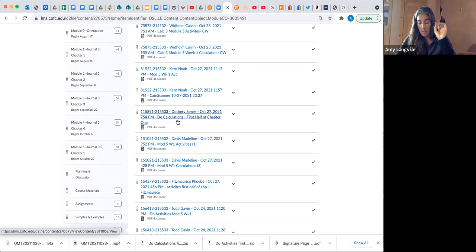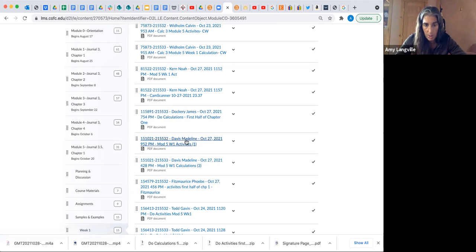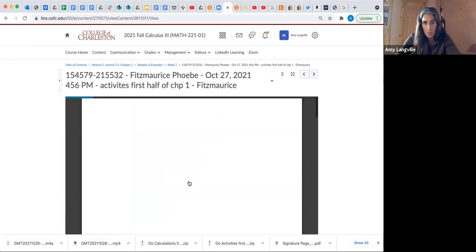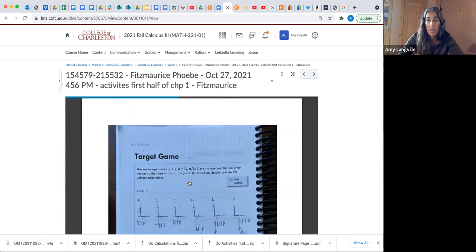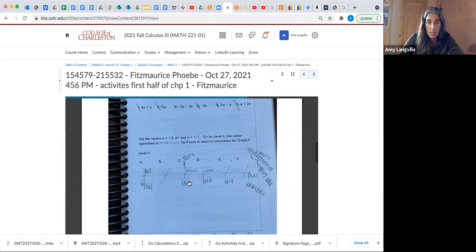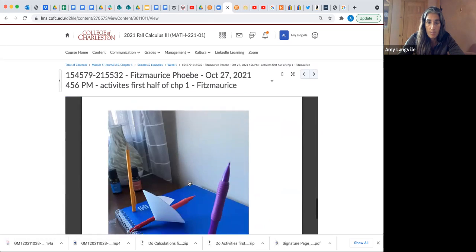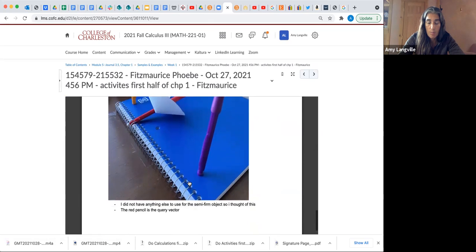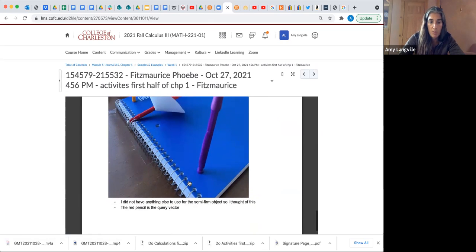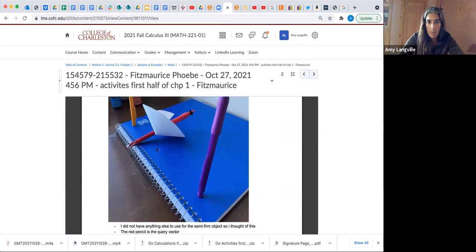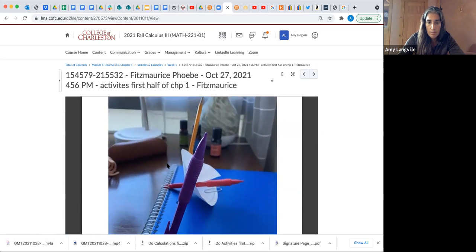Oh, and then on the search engine, most people... So let's actually go to Phoebe's. Phoebe was one of the few people that, most people did the search engine page, but they didn't do the desktop ornament, but Phoebe is one of the few people that did this. So she has like a query vector, and then you have to put other vectors in there.